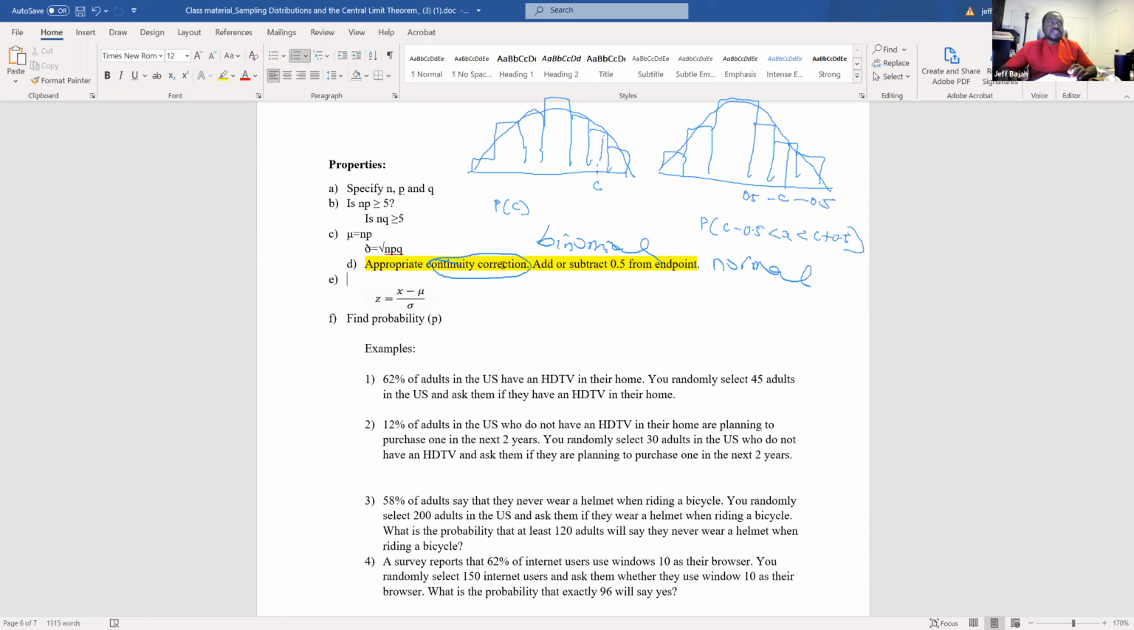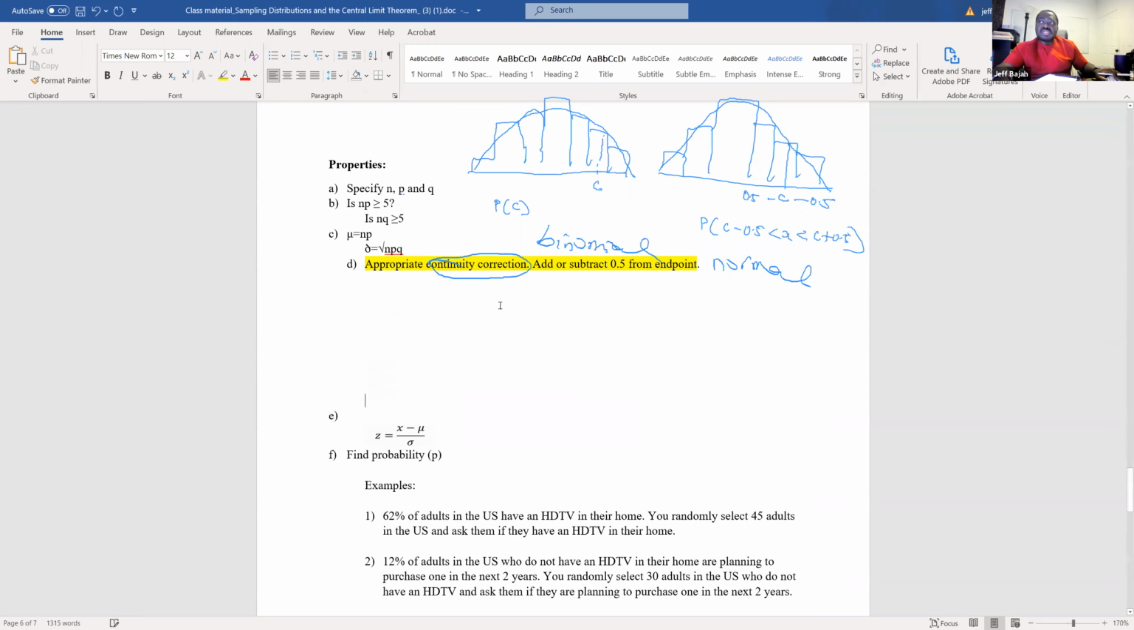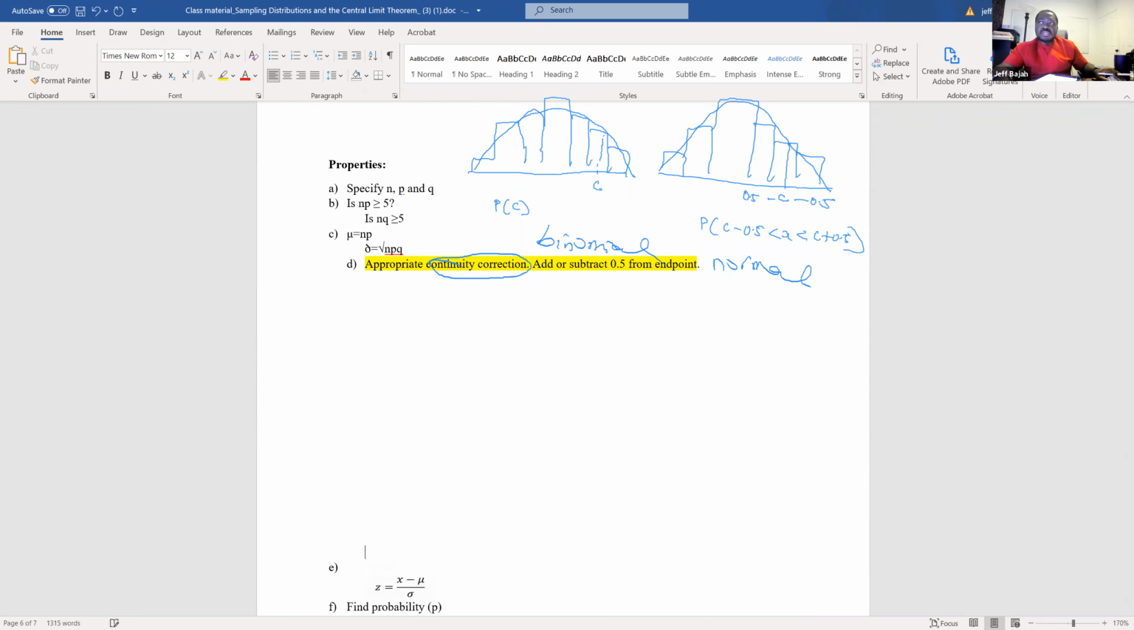Any questions on that? Let me do a couple of examples of that, just to make sure that you all get it. So let's do a couple of examples so that you understand what continuity correction means. So let's try an example.